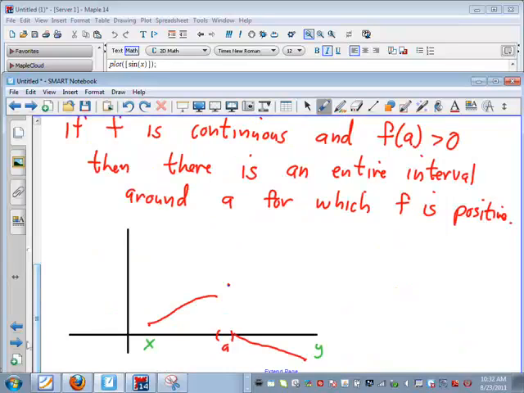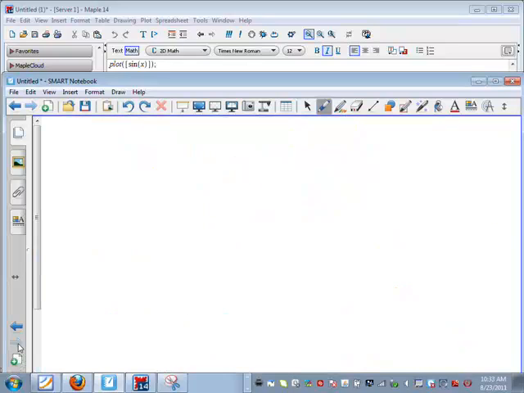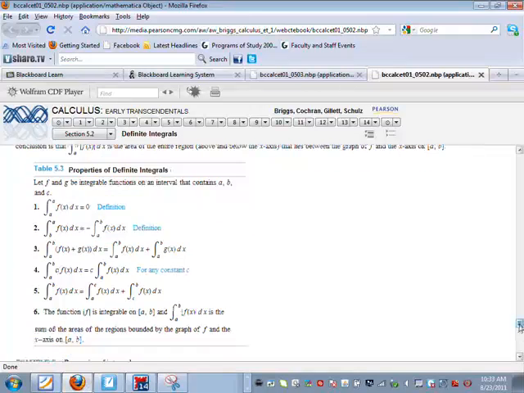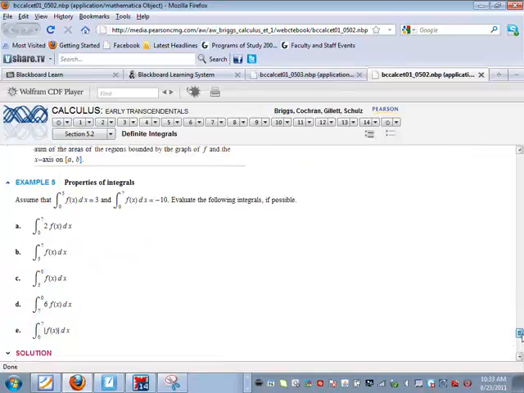Okay. Let's do the day of the exam. Oh, let's go ahead and do some of these. Let's knock these out. Properties of the integral.